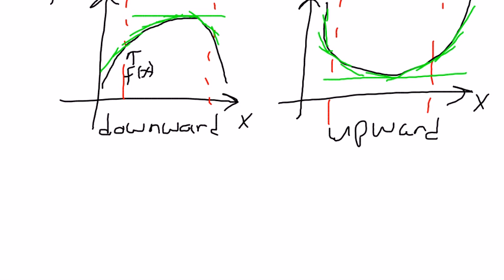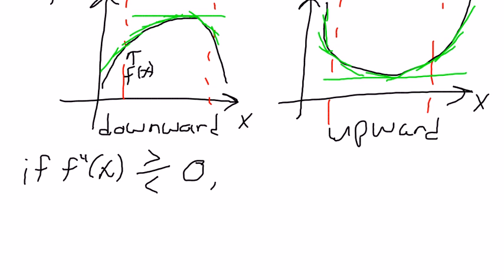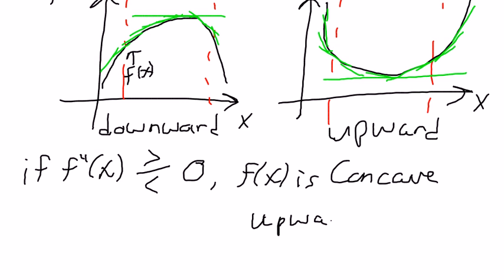Another way to test this is to take the second derivative and say if f''(x) is greater than or less than 0 over this closed interval, then f(x) is concave upward if it's greater than 0, or downward if it's less than 0.